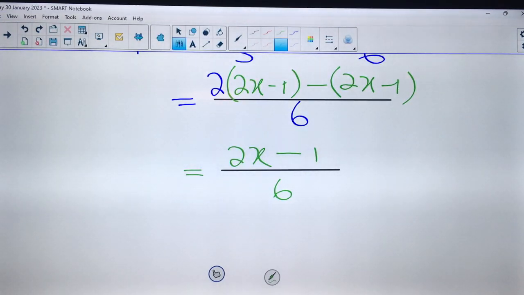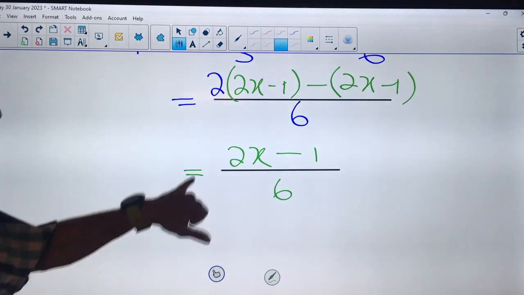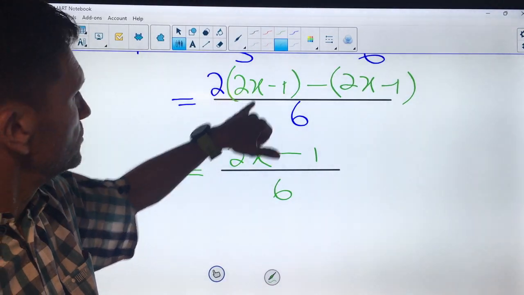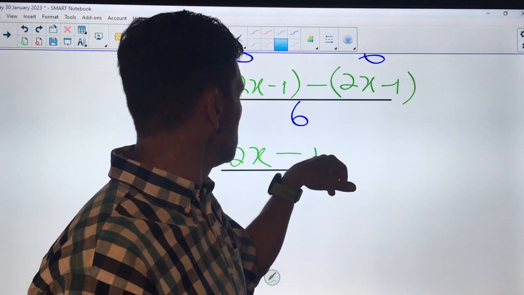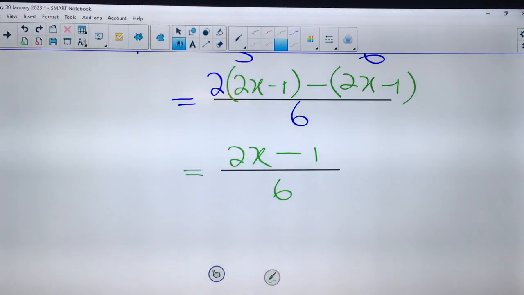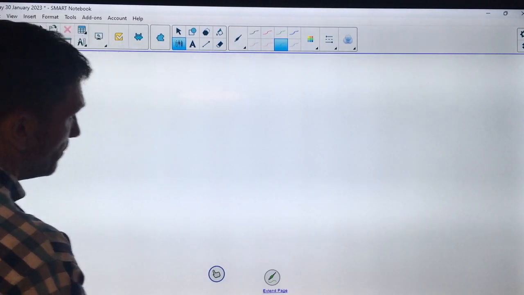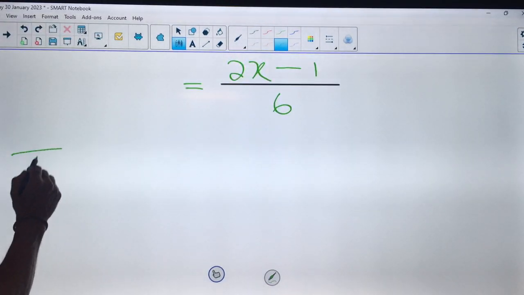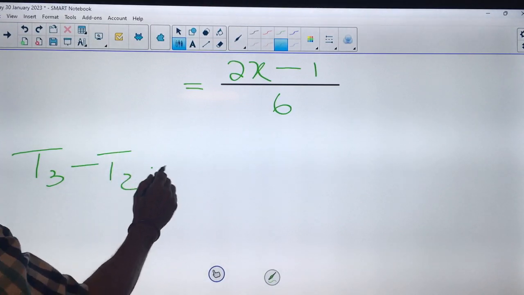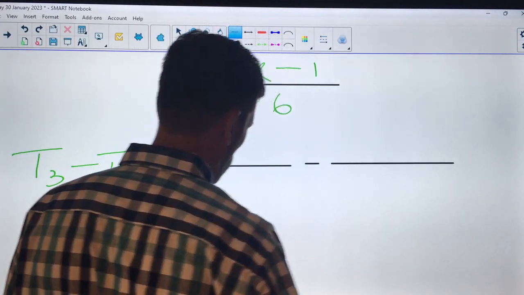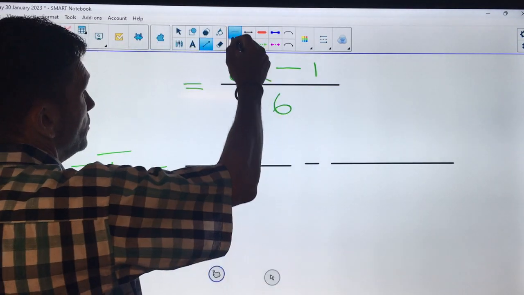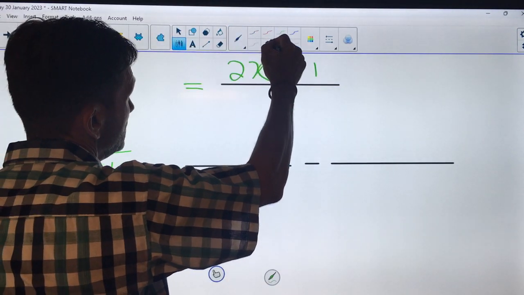So I skipped the step now. I did not calculate, worked out everything. 2 times 2x will give me 4x. Minus the 2x is 2x, and that I have minus 1. Plus the 1 will give us that. Now I need to go and do T3 minus T2. And the answer should be the same. Well, if not, then we've made a calculation error somewhere.